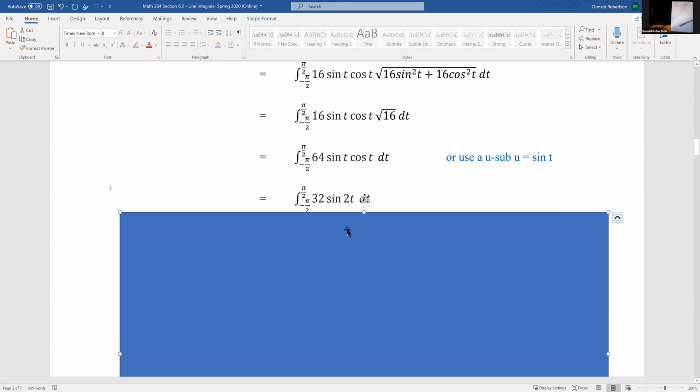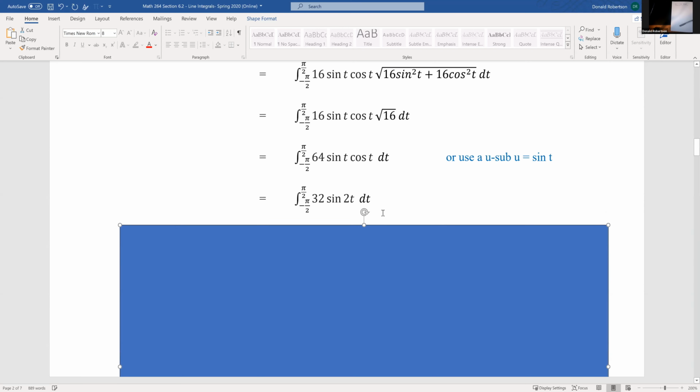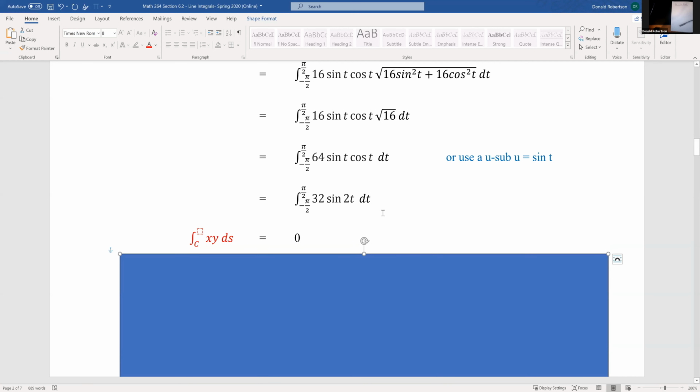Now, something remarkable happens when you solve this particular integral. Something you might not have expected. The answer is 0. This particular line integral is 0.